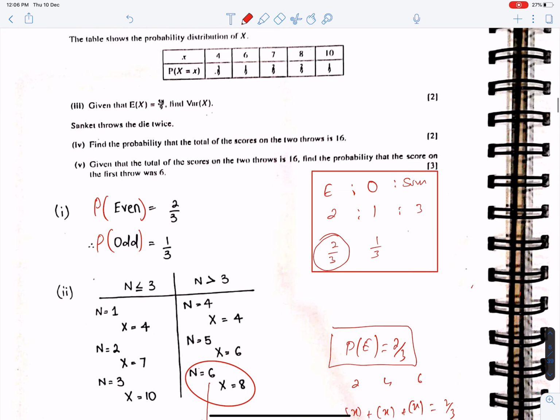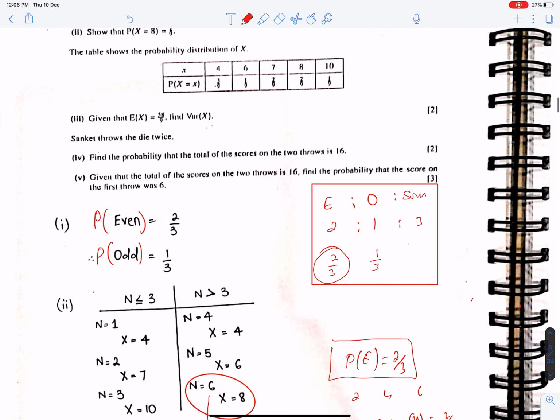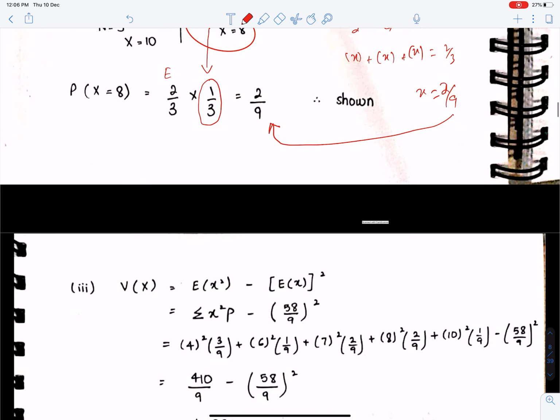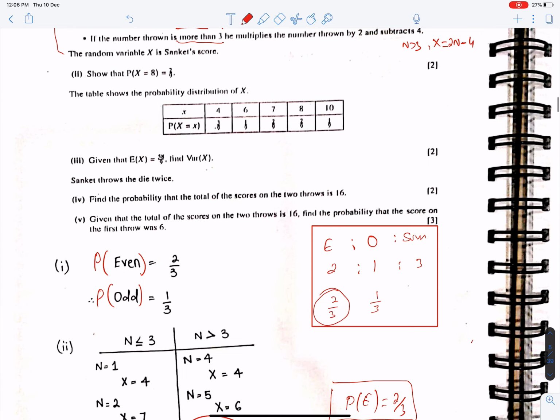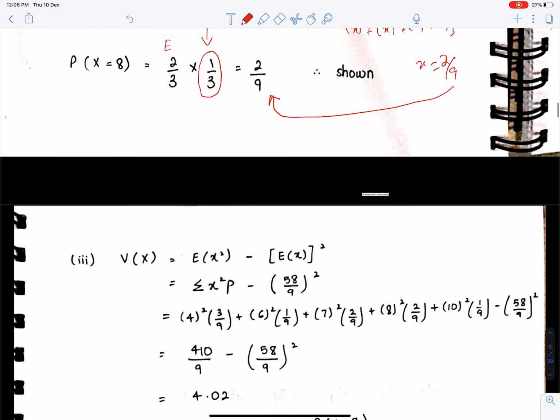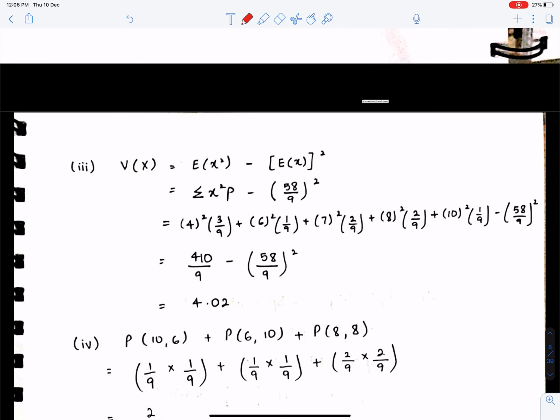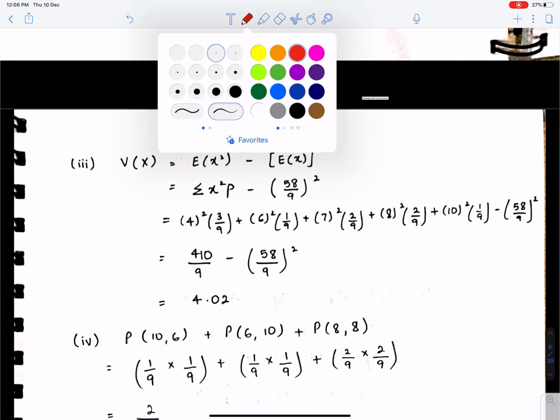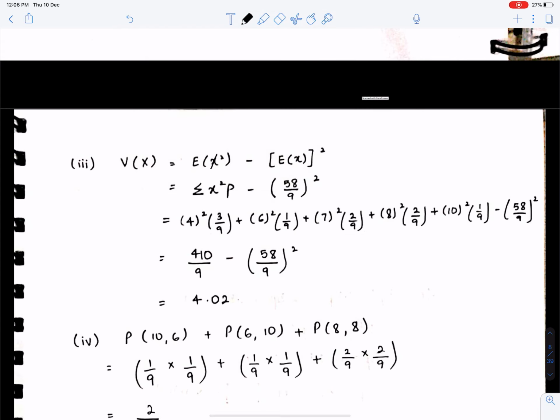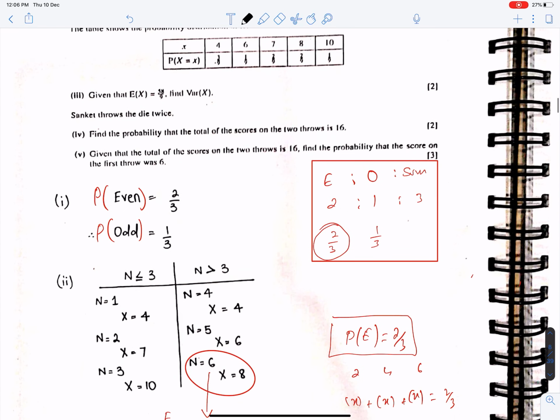Now the next part is find the mean and variance. I'm leaving this part. You all know how to get the mean. I think the mean is given, we need the variance. Let me correct this. This is capital X, and this is also capital X. I'm leaving the calculations of mean and variance.